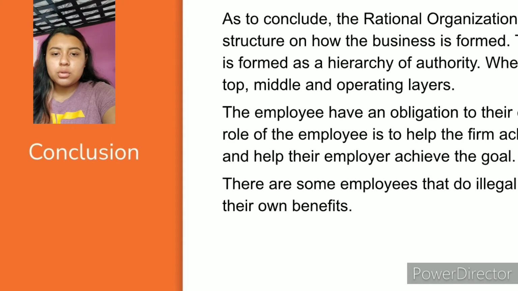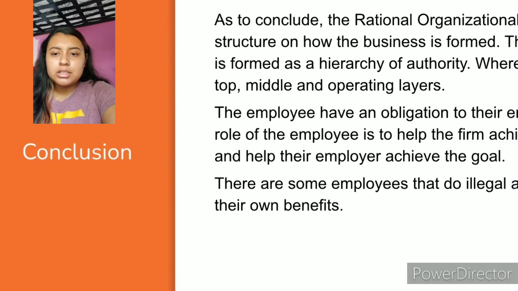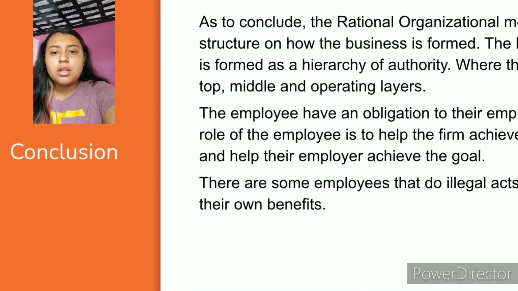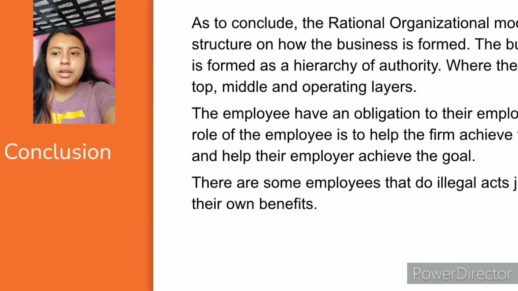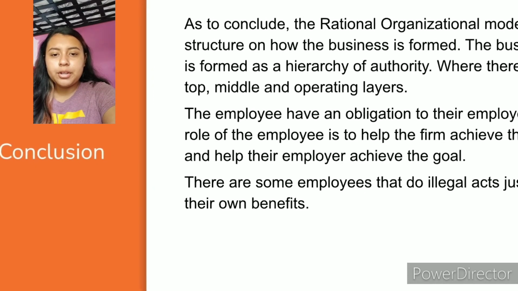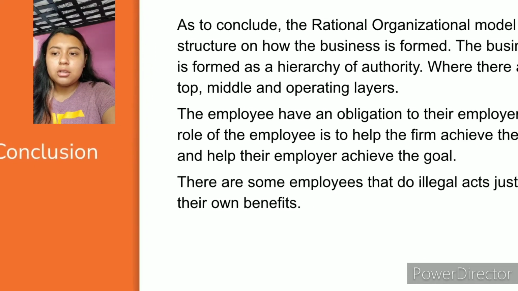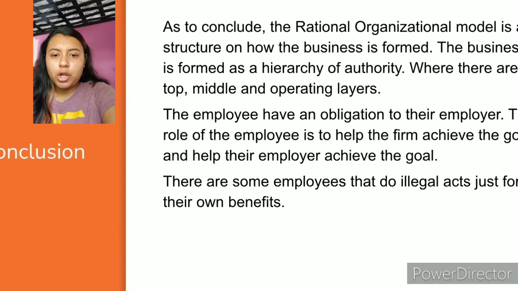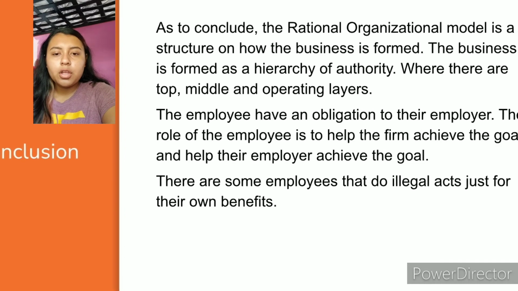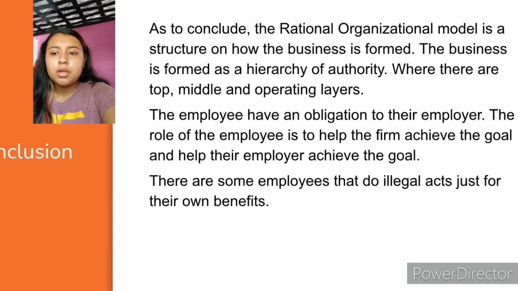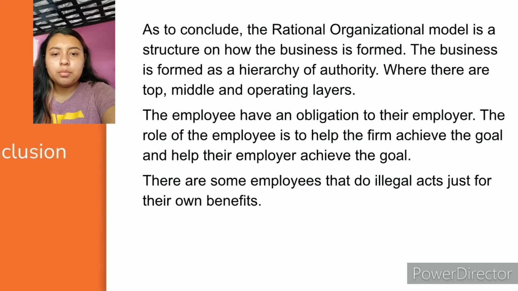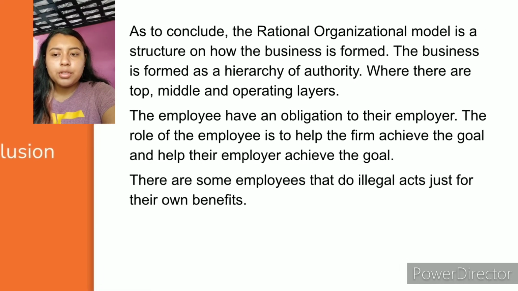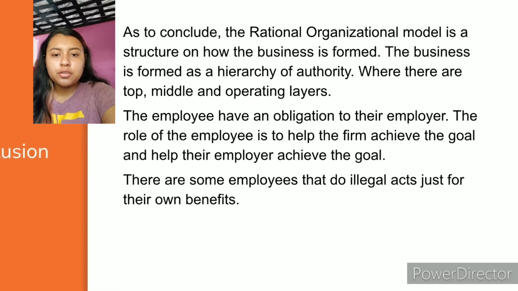Conclusion. To conclude, the rational organizational model is a structure of how the business is formed. The business is formed as a hierarchy of authority, where there are top, middle, and operating layers. Employees have an obligation to their employer. The role of the employee is to help the firm and the employer achieve their goals. There are some employees that do illegal acts just for their own benefit.